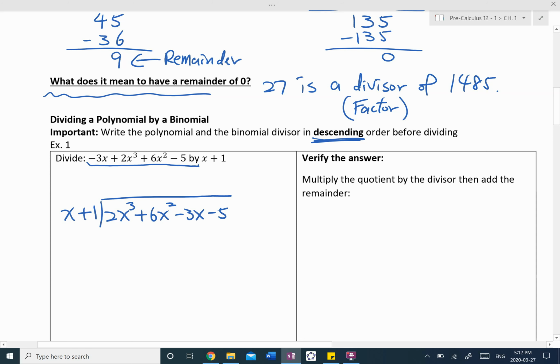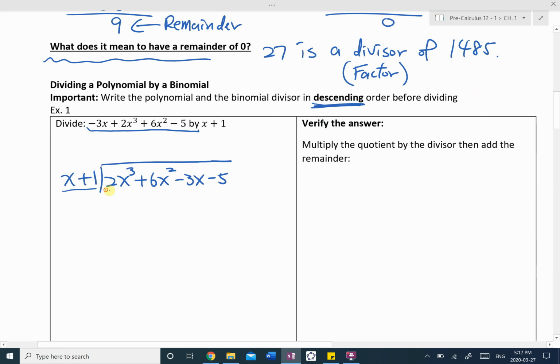When we divide a polynomial by a binomial, we do exactly the same thing. We need to think about what we need to multiply to this term so that it's the same as, or as close as possible to, what we have in the dividend, which is 2x cubed plus 6x squared. This is x. What do I need to multiply to make it 2x cubed? We need to multiply this by 2x squared. So x times 2x squared is 2x cubed. And then we have the plus 1 times 2x squared, that's 2x squared.